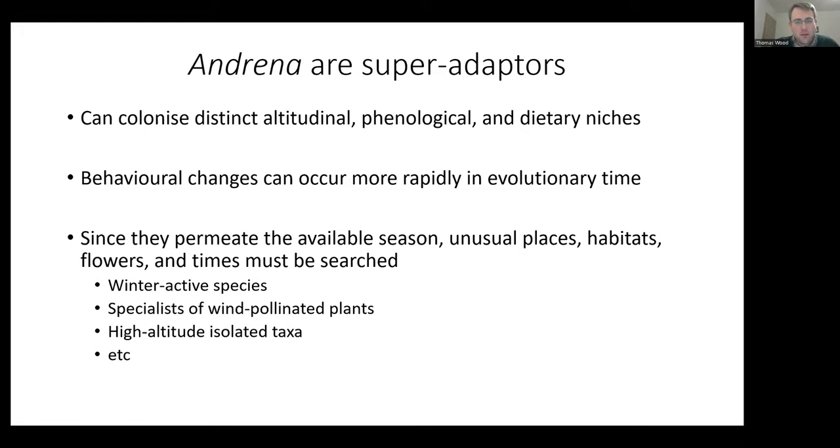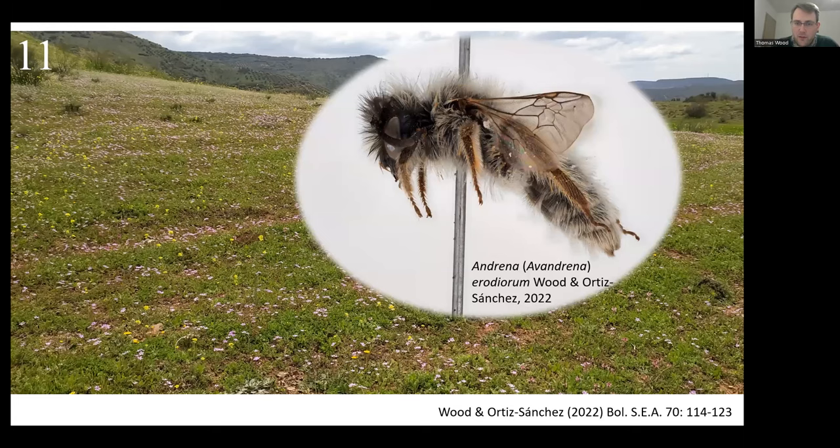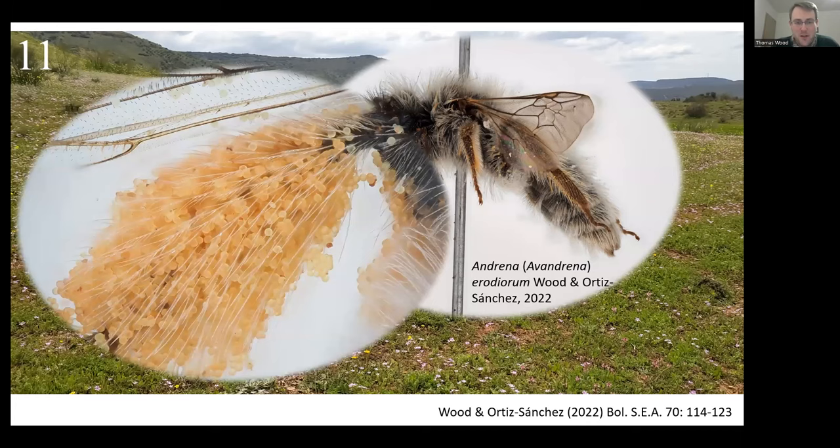undersampled and unrecognized species. To give a few examples of this, this is southeastern Spain. This is the province of Albacete. What you can see in pink is erodium, the Geraniaceae that I showed earlier. If you go to this very generic field, you can find many of these fields across southern Spain in the spring. My colleague, Francisco Ortiz Sanchez, managed to collect this species, which turns out to be a specialist on erodium.